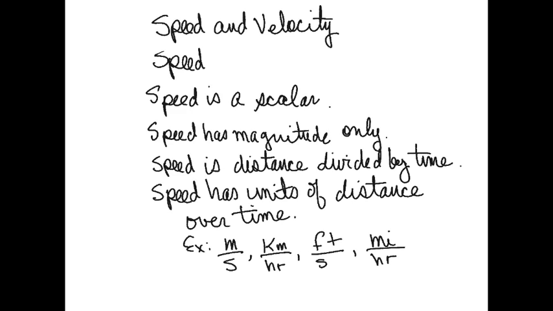Examples of some units for speed are meters per second, kilometers per hour, feet per second, miles per hour. These are the most common units you're going to use. You're going to run into things such as centimeters per minute and so forth, all entirely legitimate speed units, but these are the four most common ones. And how do we calculate speed? We simply use the equation v is equal to s divided by t, where v is the speed, s is the distance, and t is the time.